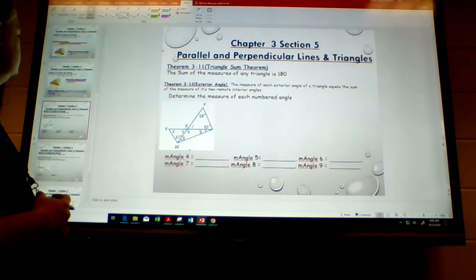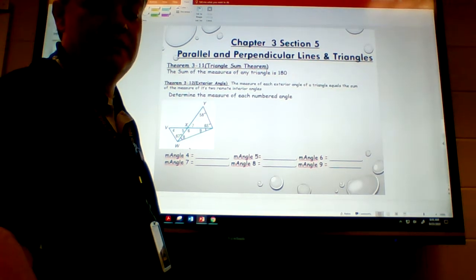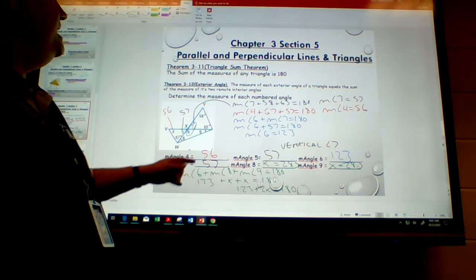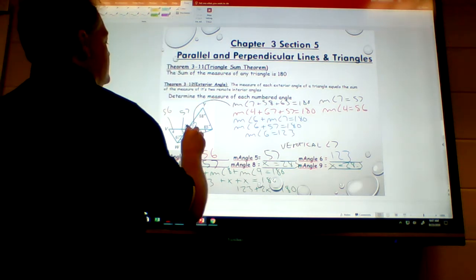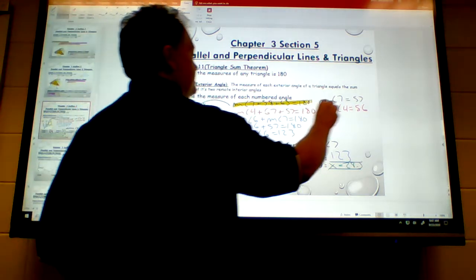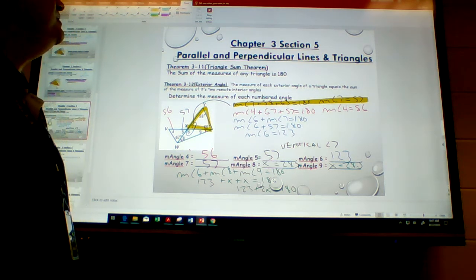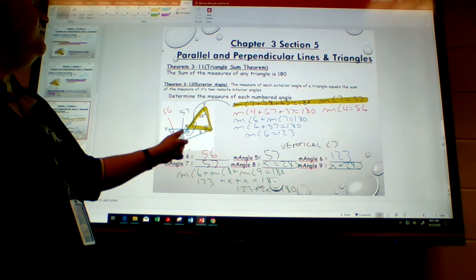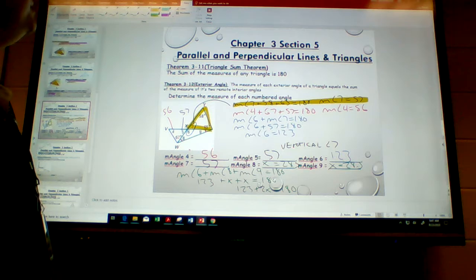Now, I've got kind of a long example, so what I'm going to do is work it, and then I will come back in a moment and explain it. Okay. I want to first start off by saying that the sum of the angles of this triangle right here that I'm going to highlight in yellow is 180 degrees. So measure of angle 7 plus 58 plus 65 equals 180, which means that the measure of angle 7 equals 57 degrees. Now, as far as angle 5 goes, these two angles, 7 and 5, are vertical, so therefore it also has a measure of 57 degrees.